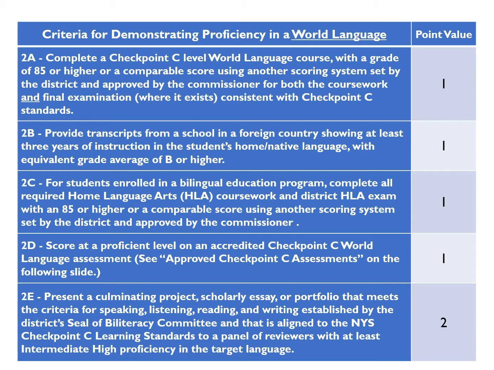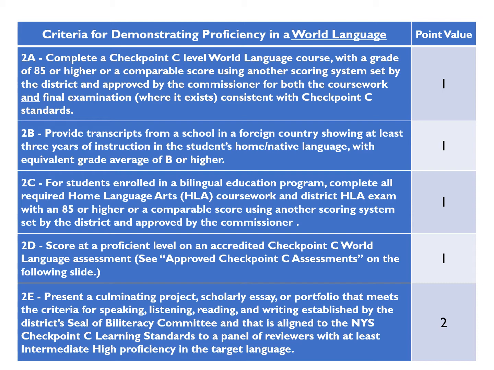2B. Students may provide transcripts from a school in a foreign country showing at least 3 years of instruction in the student's home or native language with equivalent grade averages of B or higher. 2C. Students enrolled in a bilingual education program may complete all required home language arts, or HLA, coursework with an 85% or higher. 2D. Students may score at a proficient level on an accredited Checkpoint C World Language Assessment.